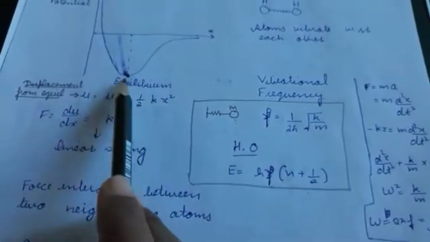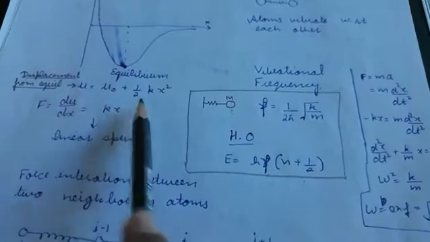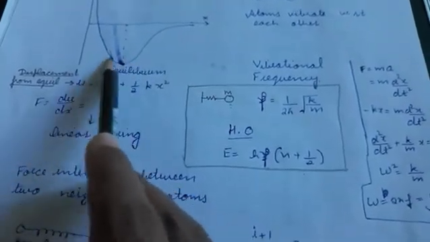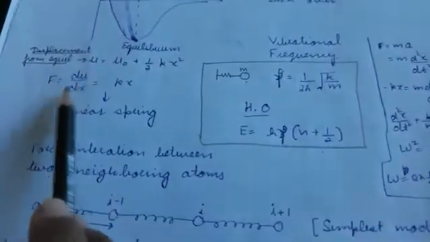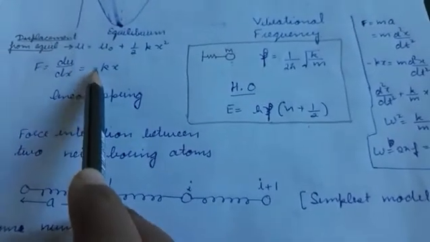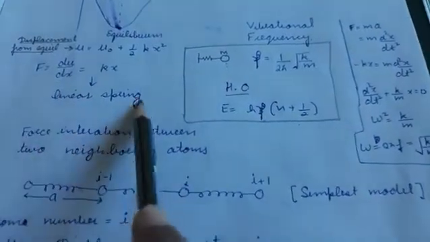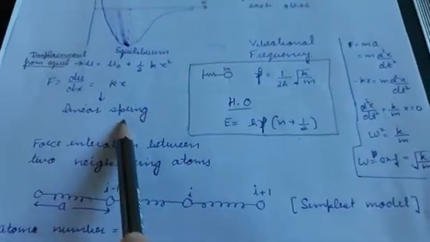And if you write an expression for this potential, because this part is parabolic, it will be half kx squared. If you take the first derivative of this potential, you know that the negative derivative of potential gives force. So you get minus kx. This shows that the force between two atoms will be like a linear spring, as if they are attached by a linear spring.